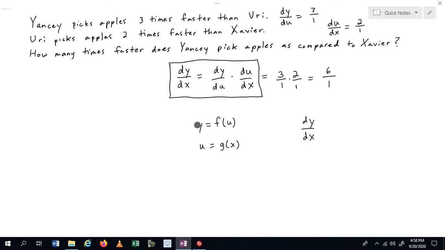So you can see what the problem is. If y is written in terms of u, then you can't find the derivative of y with respect to x directly.